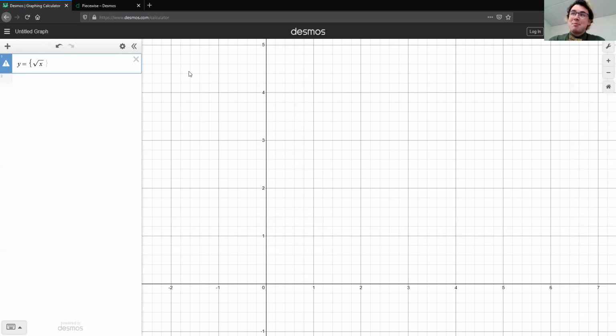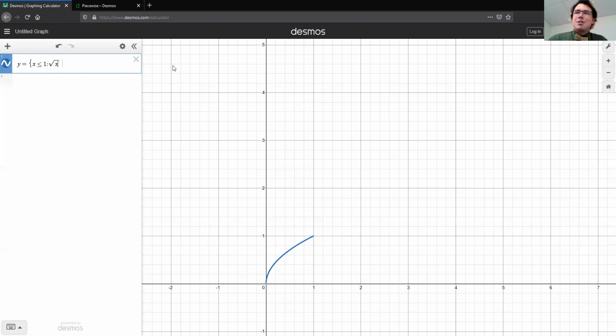The notation that Desmos uses for that is a little bit different. So on Desmos, you have to put the condition first. So let's say that for x less than or equal to 1, the formula we are going to use is the square root of x. And Desmos has drawn that here. Good.